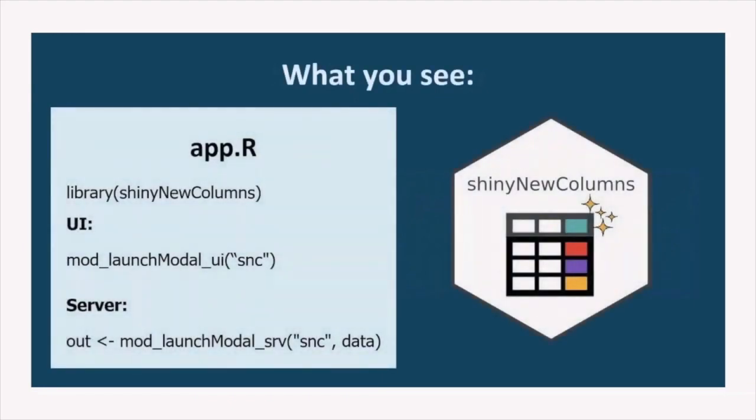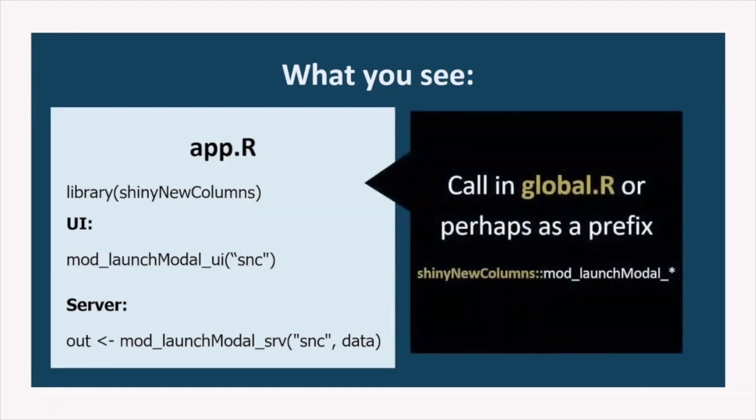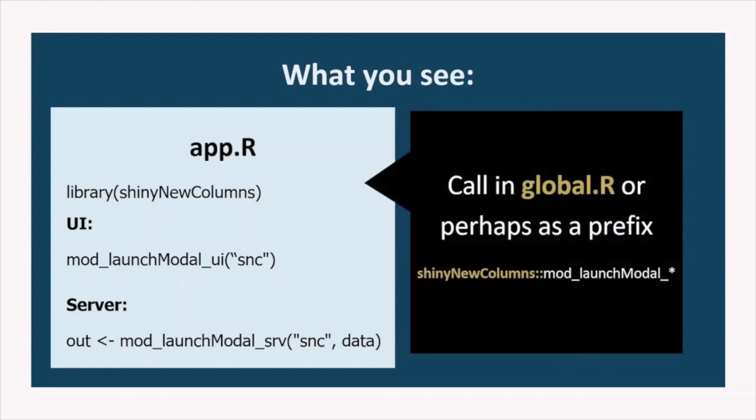So to start us off, the code that's required for app.r is pretty minimal. So you're only going to need to call this module here called launch modal. And the first thing that you're going to need before that is to library shiny new columns and or use the typical prefix of the package name : prior to each function.